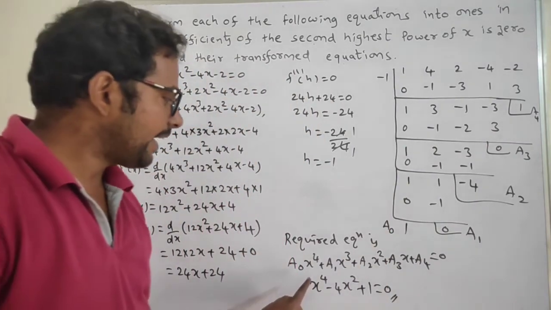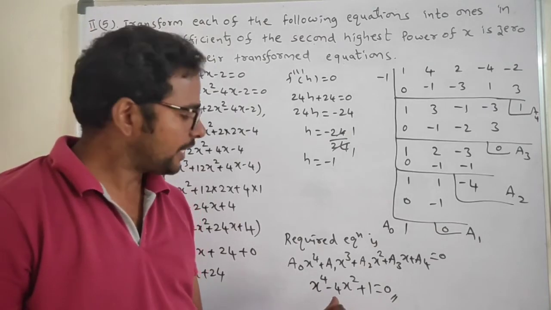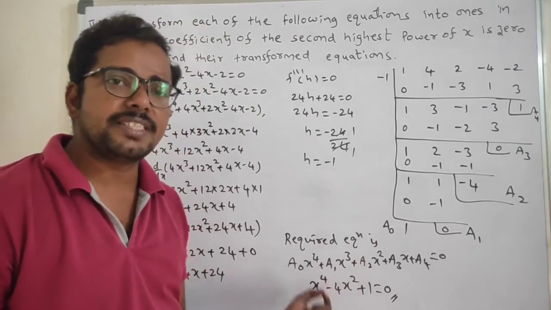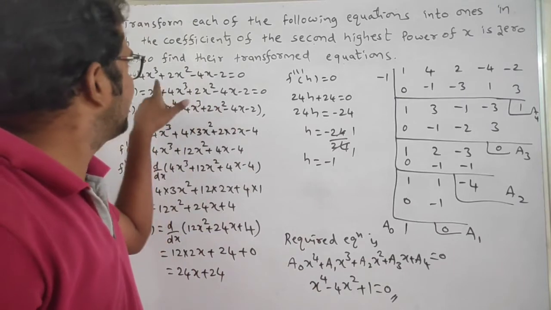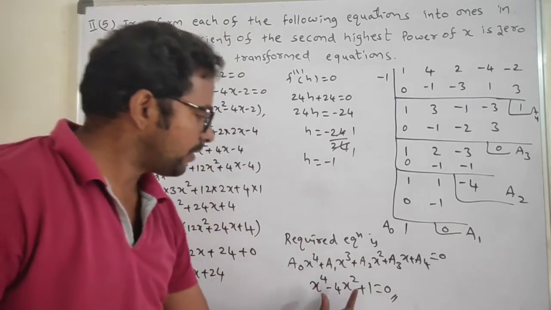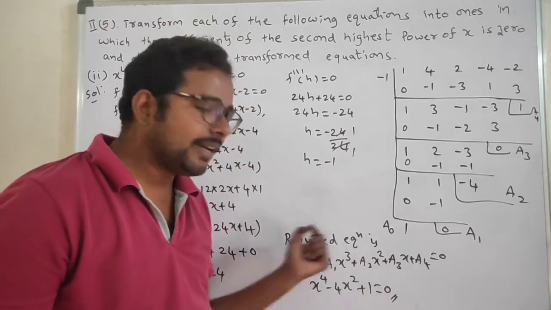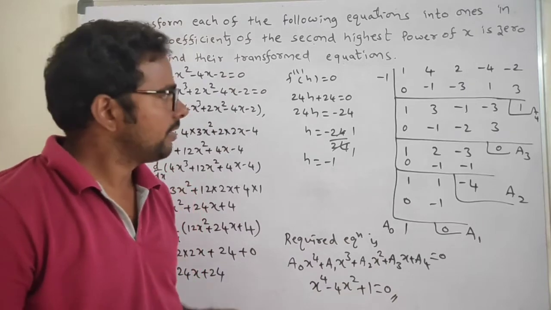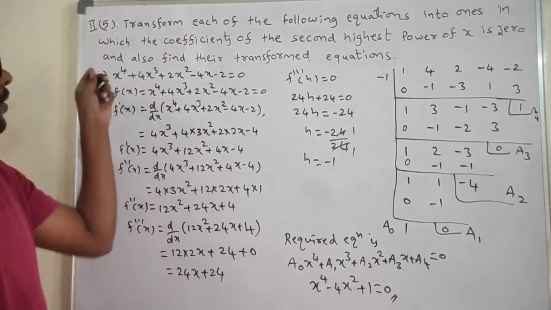Here second highest power is not there. The coefficient of the second highest power of x is 0, and the second highest power of x is x power 3. ఇక్కడ వచ్చిన ఈక్వేషన్ లో, ట్రాన్స్ఫార్మ్ ఈక్వేషన్ లో x power 3 టర్మ్ ఉండదు మనకి. ఓకేనా? Now ఈ ఫిఫ్త్ బిట్ లో రిమైన్ టూ సమ్స్ ఉన్నాయి.